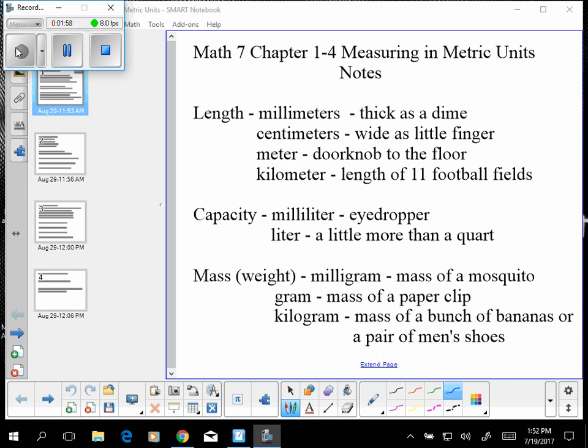A kilogram is quite a bit bigger. That is a mass of a bunch of bananas or a pair of men's shoes. It's actually 2.2 pounds, if you want to think of it in terms of pounds. So it's like a couple of loaves of bread.